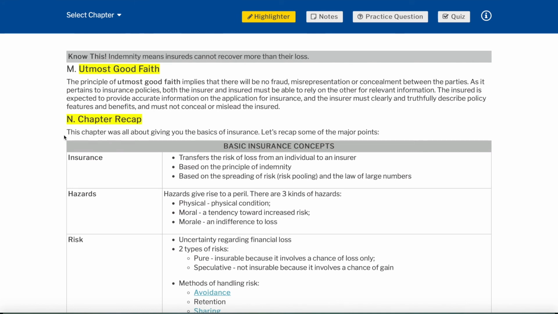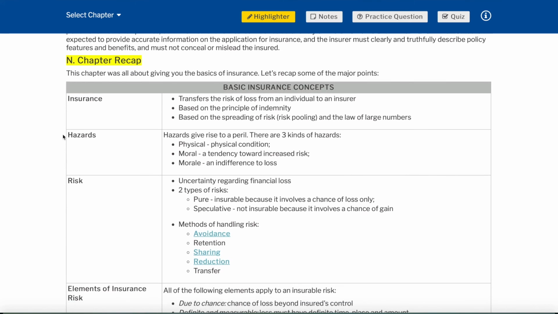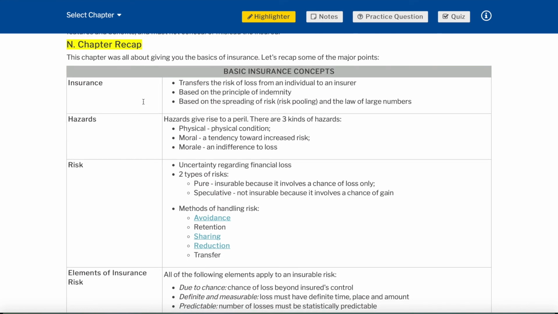N. Chapter recap. This chapter was all about giving you the basics of insurance. Let's recap some of the major points. Basic insurance concepts. Insurance transfers the risk of loss from an individual to an insurer based on the principle of indemnity, based on the spreading of risk pooling, and the law of large numbers.